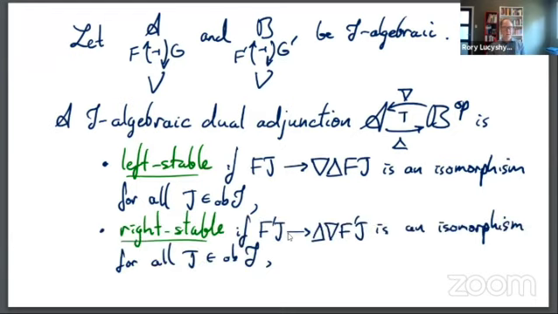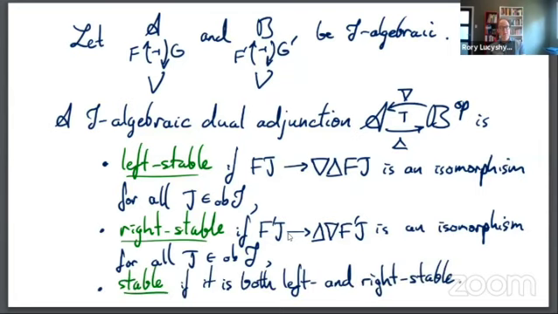And similarly, we say that the J-algebraic dual adjunction is right stable if all the free J-generated objects in B are reflexive with respect to the dual adjunction in this sense. And then we say that it is a stable J-algebraic dual adjunction if it is both left and right stable. And now we'll see that these properties correspond to the properties of bifold algebras that we've just seen.